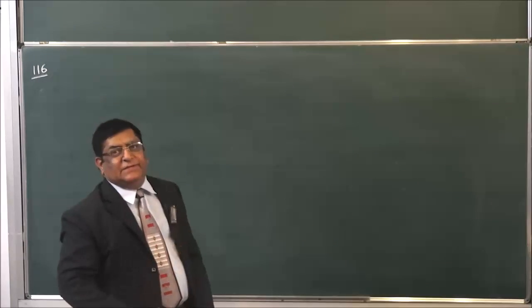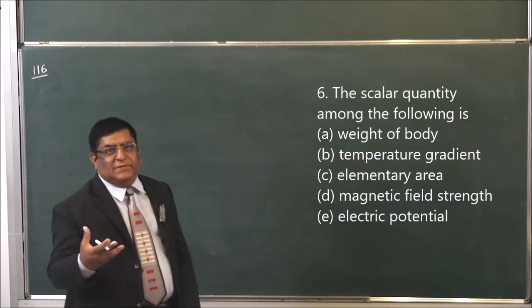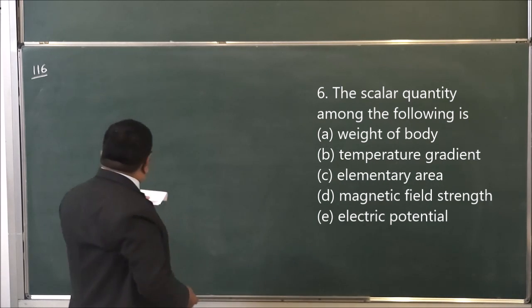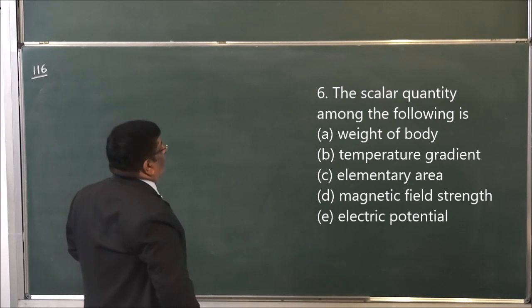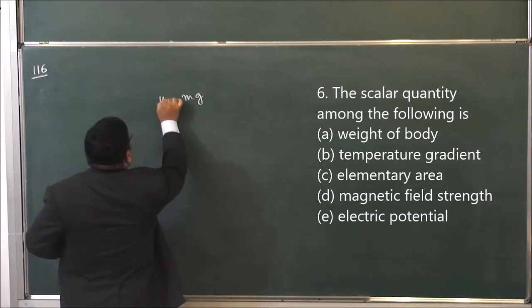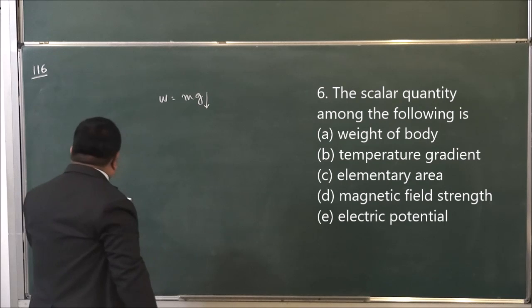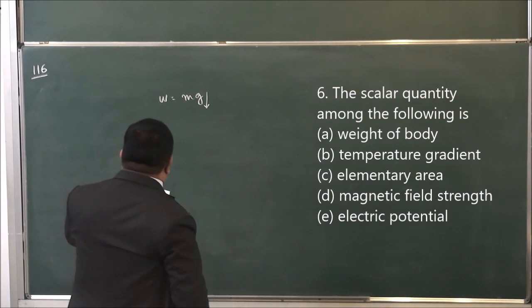See the quantities here. Again, it is only a test of our concept, whether we are clear about it. The first quantity is weight of a body. Weight of a body is mg, and we know this has got a direction. So this is a vector quantity. So it is not scalar.